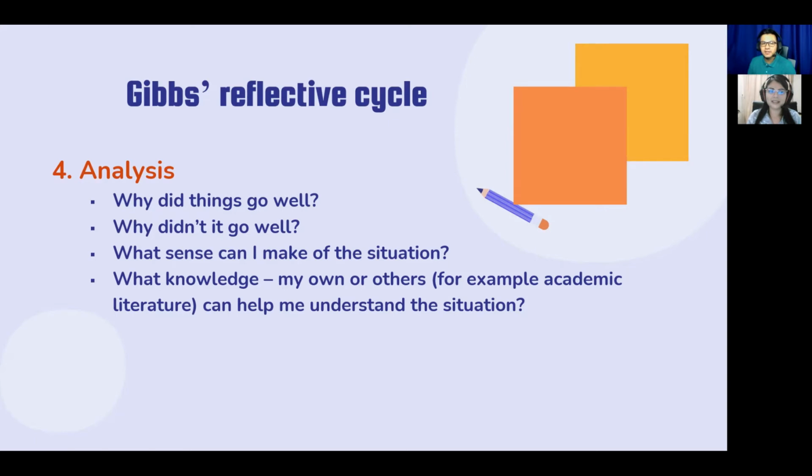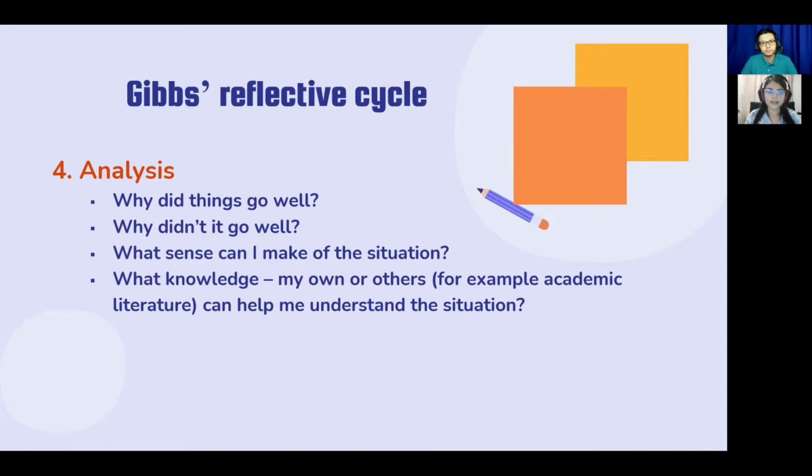Okay, so in this stage we have questions, and they go like, why did things go well? Why didn't it go well? What sense can I make out of the situation? What knowledge, my own or others, can help me understand? For example, academic literature.